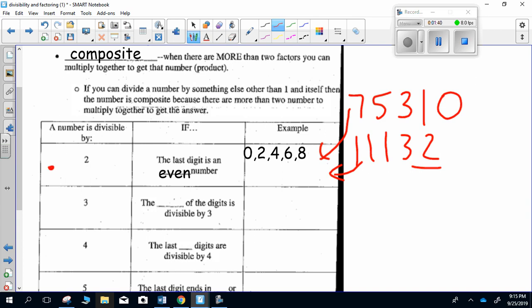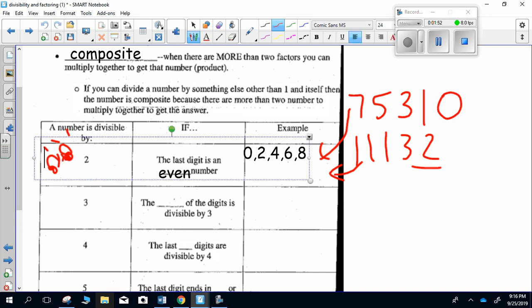Then we're going to draw some little eyeballs over here, because all I had to do to figure out if my number was divisible by 2 was to look at it. That's how I know that.